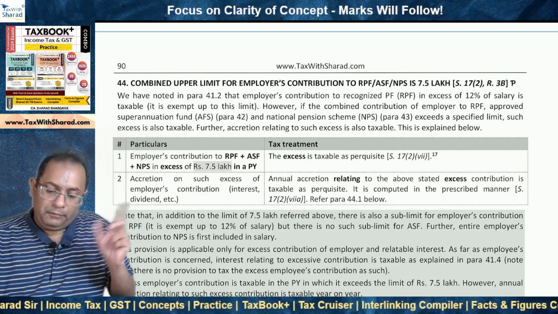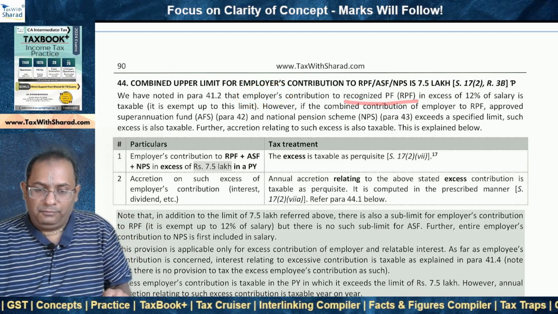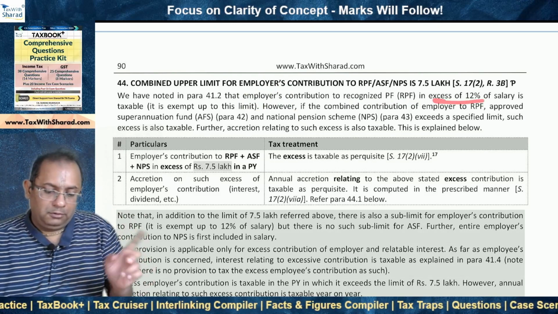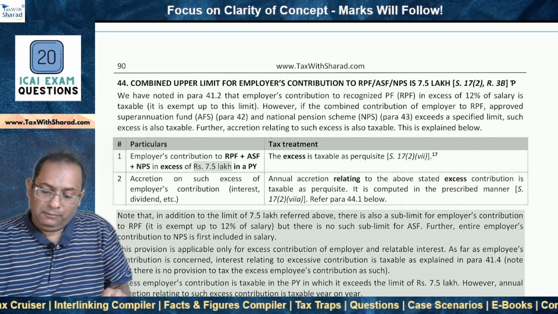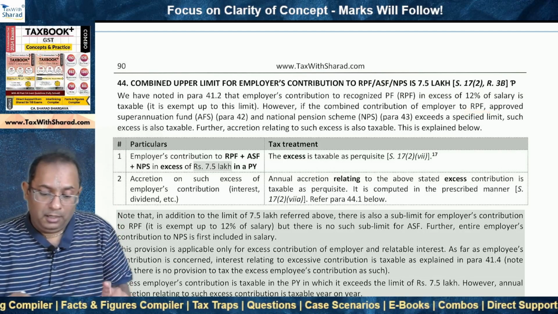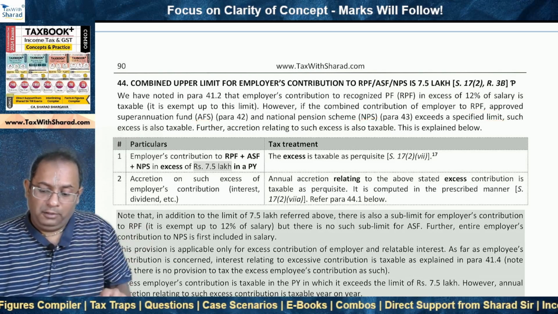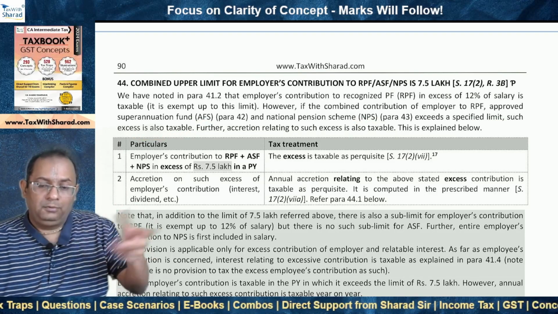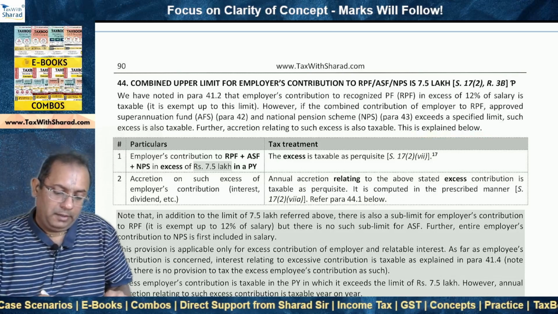So what we noted above is that the employer's contribution to RPF is exempt up to 12% of salary, but in excess of 12% of salary, it is taxable. This is the first layer. Second layer: if the combined contribution of the employer to RPF, ASF and NPS exceeds the limit of 7.5 lakh, the excess is also taxable, and the accretion related to that excess also becomes taxable. This is explained below. Now look at this table.